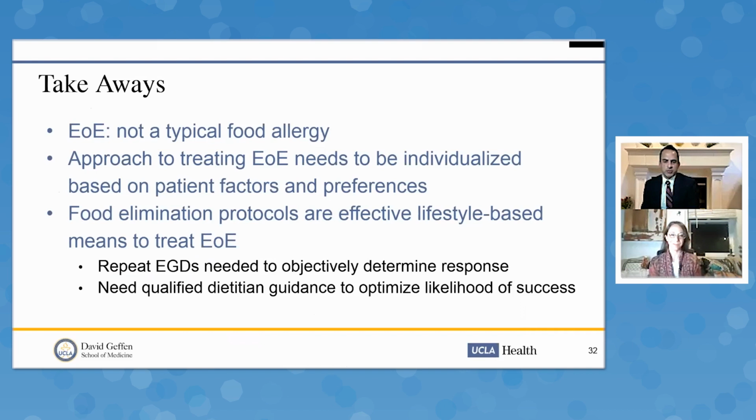So just to summarize with some takeaways, and then we'll open for questions. Eosinophilic esophagitis is not a typical food allergy. And also, it's not that what the patient gets stuck in their esophagus is usually what turns out to be the trigger. There really does need to be individualization with regard to how you approach treating EoE. You need to base this on patient factors as well as preferences for their goals of therapy. And food elimination protocols have really been shown to be an effective lifestyle-based means to treat eosinophilic esophagitis.